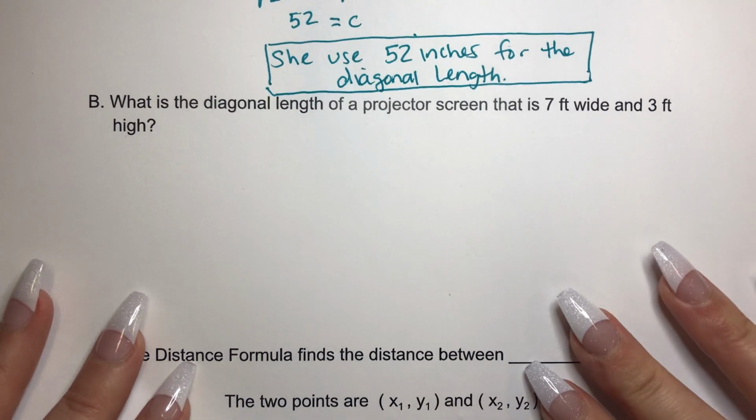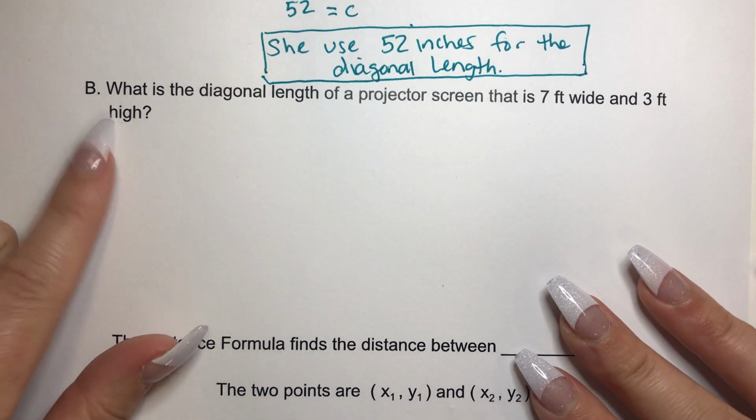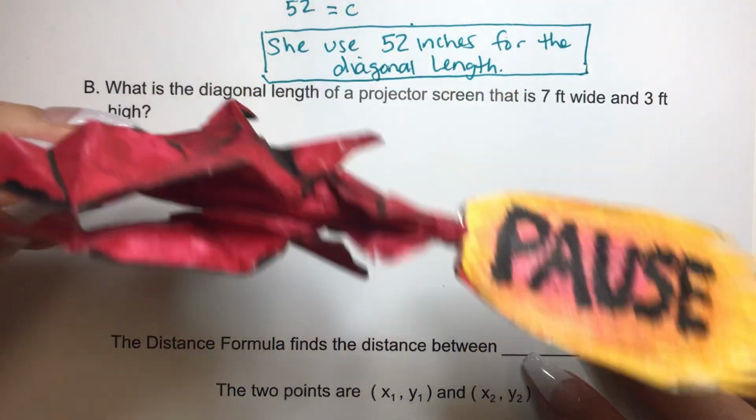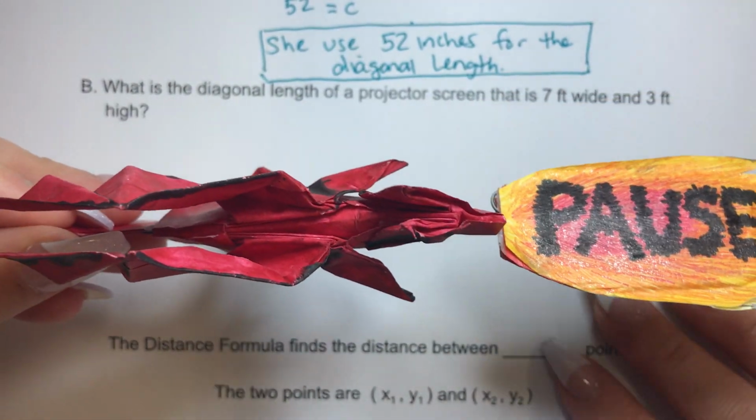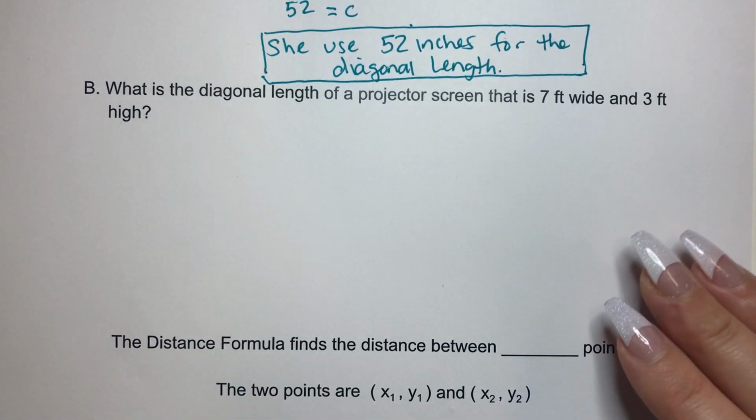I want you to go ahead and try B on your own right here. Here's my friend, the pause dragon, to remind you to pause your device. Go ahead and work out B. When you get done, press play and we'll talk about it together. All right, see you in a bit.